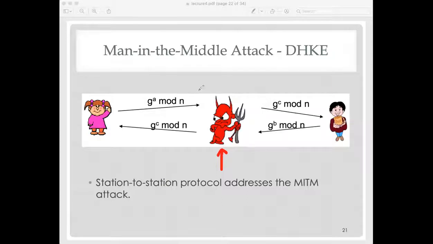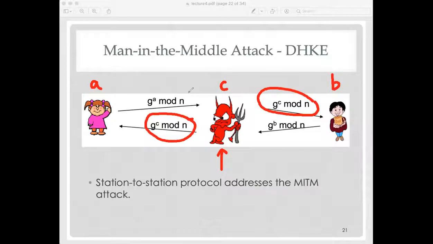Charlie gets G to the A mod P, or N, whatever that is, and then takes it and stops it. Then he sends to Bob, instead of G to the A, G to the C mod P, or mod N. Then Bob sends G to the B mod N. Charlie stops it and sends G to the C mod N. So Charlie creates this message and sends it once to Bob and once to Alice. Charlie only knows C. Alice knows A and Bob knows B.